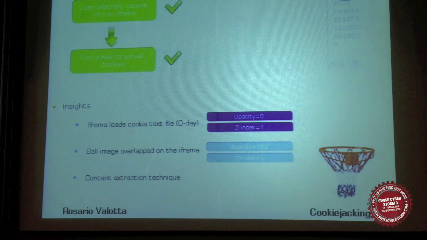From a technical point of view, there is an iframe that loads a cookie, and the frame has an opacity of 0, so it's completely hidden, and has a z-index of 1, so it's above the ball image. Then there is a ball image overlapped on the frame, with an opacity of 1, so it's fully visible, but has a z-index of 0, so it's basically under the iframe. So, using the content extraction technique, when I ask my victim to drag the ball, it's actually not selecting the ball, but it's selecting the cookie.